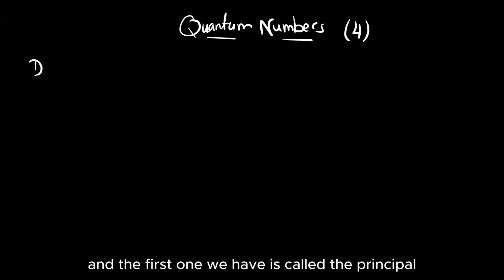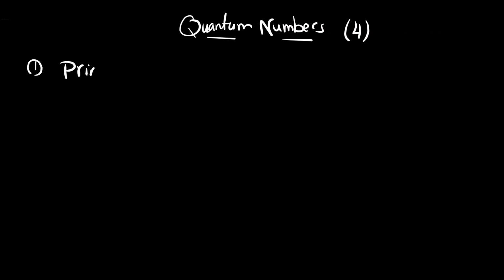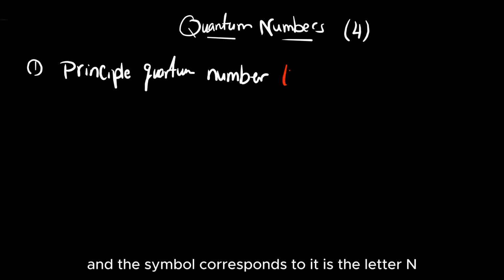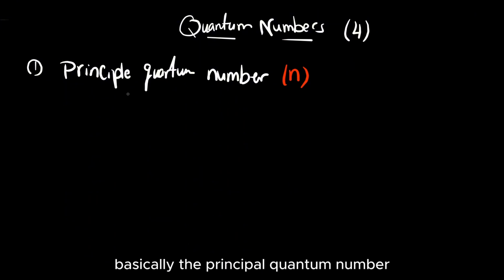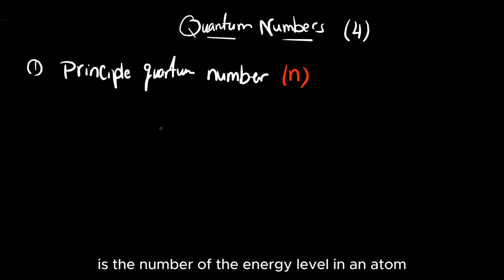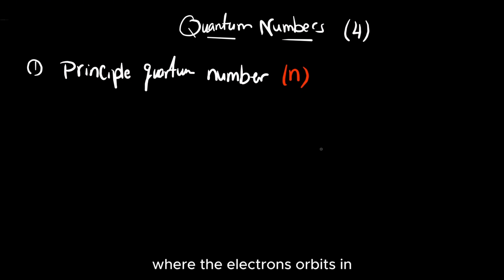And the first one we have is called the principal quantum number. And the symbol that corresponds to it is the letter N. Basically, the principal quantum number is the number of the energy level in an atom, where the electrons orbit.